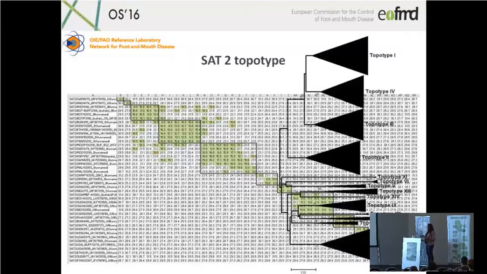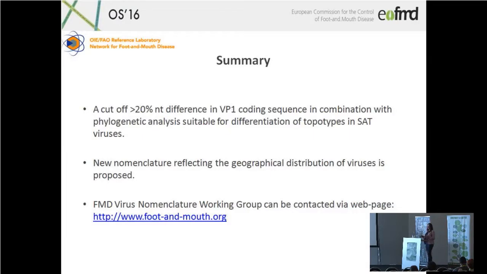So we combine it with phylogenetic analysis, which guides us on the topology of the tree. Together with the numerical data, we can assess how the topotypes fall. Just to summarize this part of the talk, when we combine the nucleotide identity cutoff with phylogenetic analysis, we have a very robust tool to define topotypes. And we also suggest that we change to a different naming of SAT viruses to reflect the geographical location.